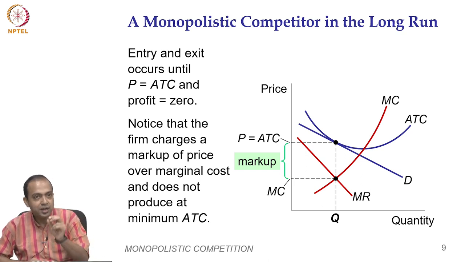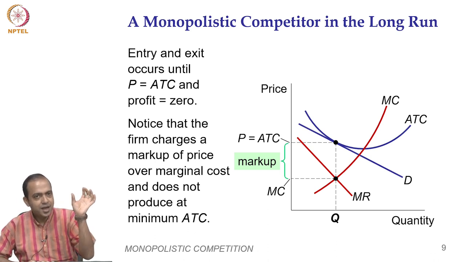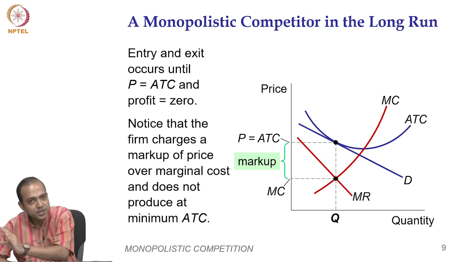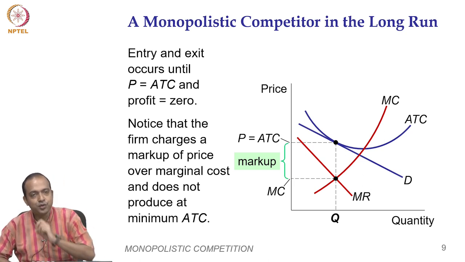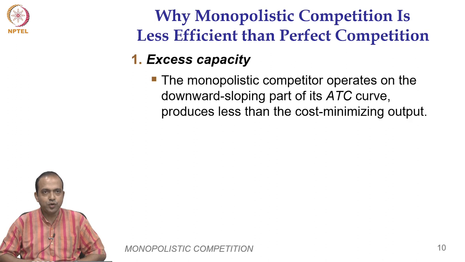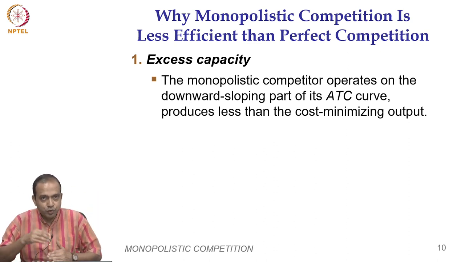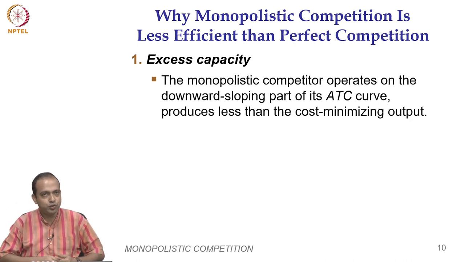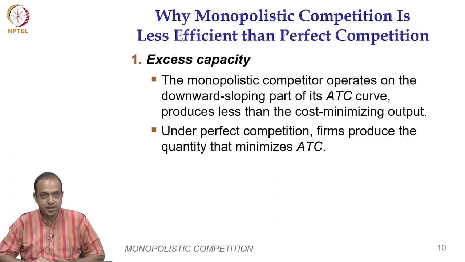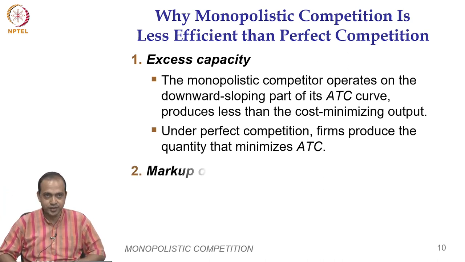So two things you have to keep in mind. What is excess capacity then? The difference between the output corresponding to minimum efficient scale size and the equilibrium level of output of a monopolistically competitive firm. So that is, the monopolistically competitive firm operates on the downward sloping portion of the ATC curve, so left side of the minimum point, and produces less than the cost minimizing output. And this difference is known as excess capacity. And under perfect competition, what we saw, the firm produces exactly at the minimum point of the ATC. In the long run, there is no excess capacity.